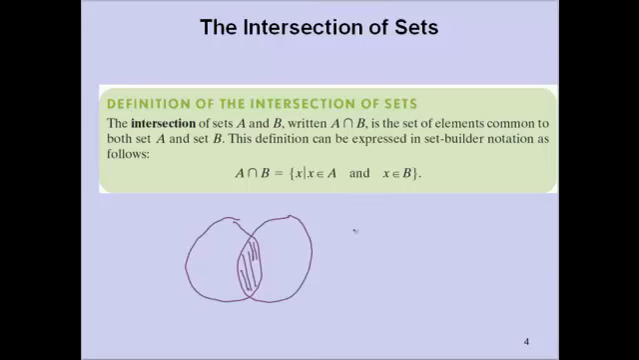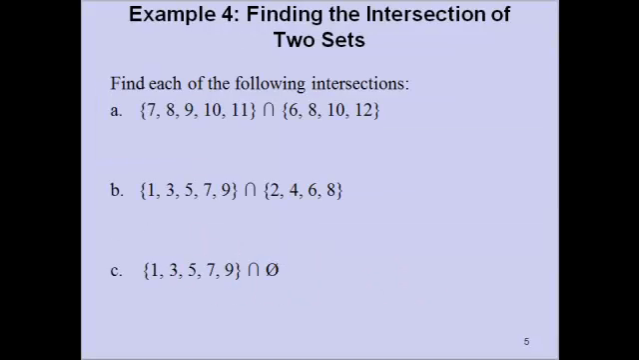And so generally, this is going to be a smaller set because it's got to be in both. It's got to have characteristics of both. This definition can be expressed in the set builder notation, but I think this notation is very nice right here. Okay, so let's do some examples of finding the intersections of two sets.